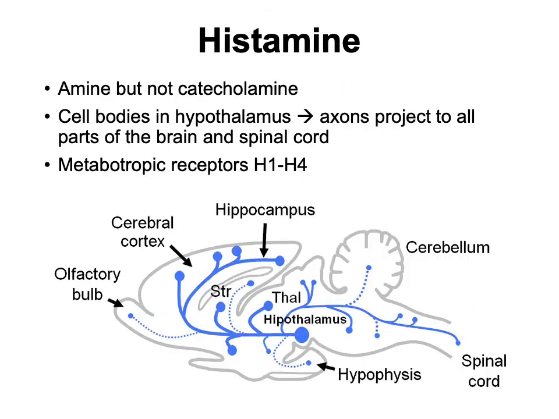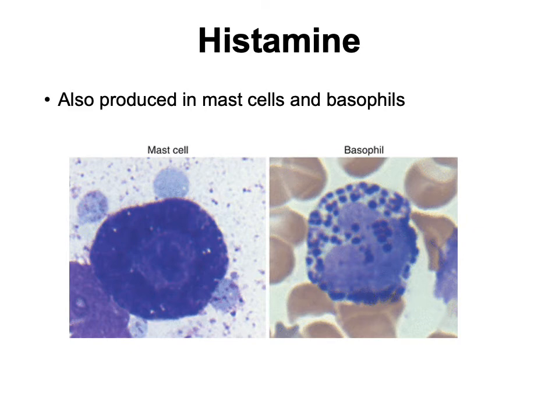So we're going to move on now to histamine. Histamine is an amine, but it's not a catecholamine. Its cell bodies are found in the hypothalamus, and the axons from the hypothalamus will project to all parts of the brain and the spinal cord. It has 4 metabotropic receptors. Histamine is also produced in mast cells and basophils in response to different kinds of invasion of microorganisms, particularly if it's responding to a virus or an allergen.